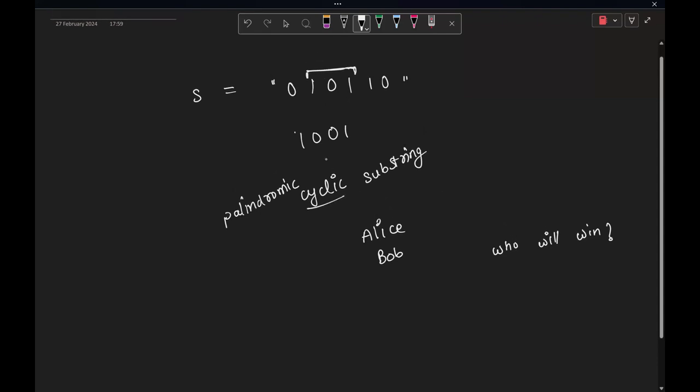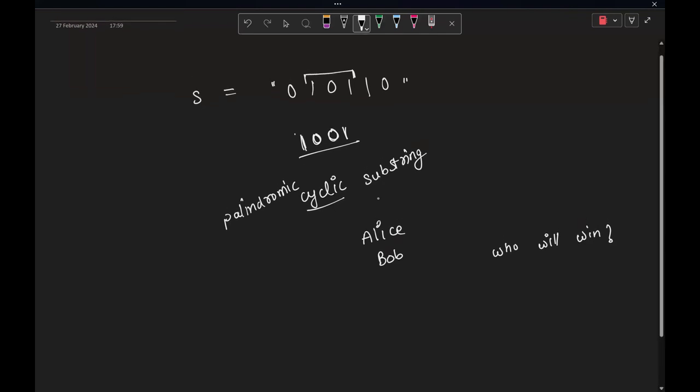Okay. Did you understand the cyclic substring? I know, I can choose from last and first. Yeah. If this substring which you have chosen is a palindrome as well, then it would be a palindromic cyclic substring. And this does not necessarily have to include the last and the first elements. Even if you have something like this, it is also going to be considered as a palindromic cyclic substring. So Alice and Bob will delete one element from that substring.